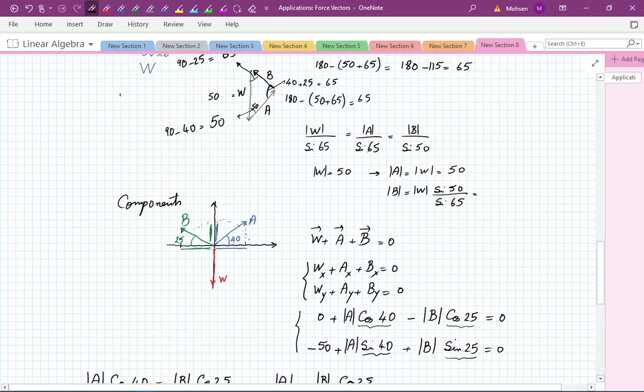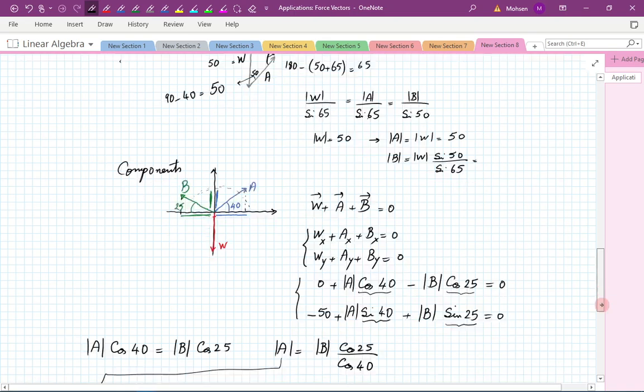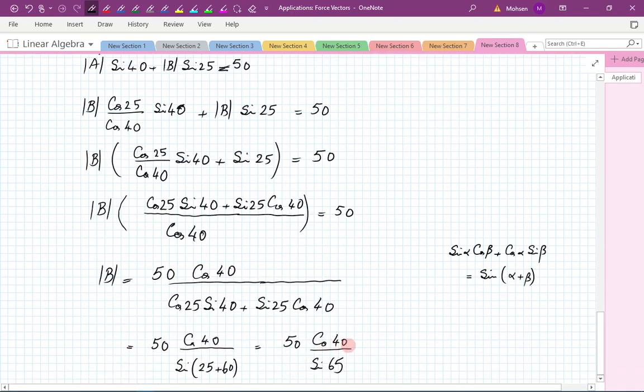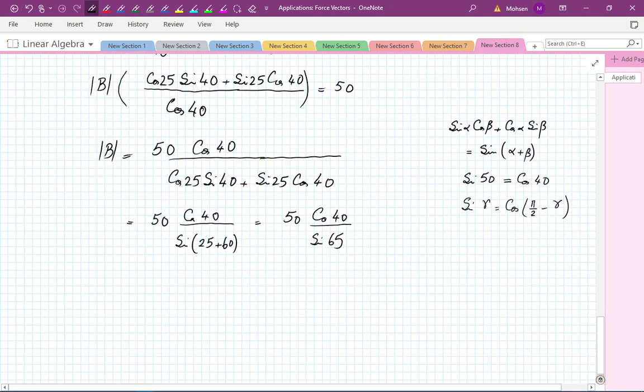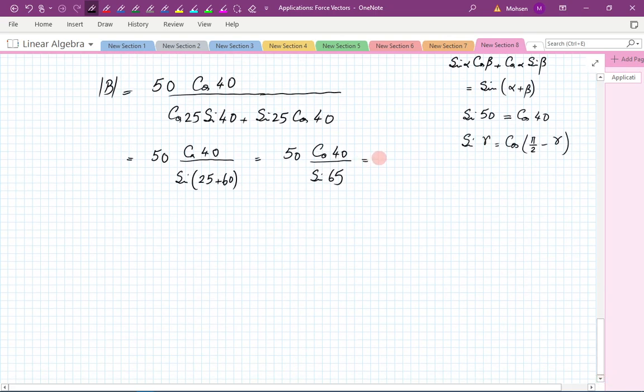You might raise a second objection. How come this is sine of 50 and then here I have cosine of 40? Let me ask you, sine of 50 we had over there, and here we have cosine of 40. What's the relationship between them? Of course they are equal to each other. If you have sine of an angle, that's equal to the cosine of the complement of that angle. Okay, another formula from trigonometry. So in fact it's perfectly okay to write it this way or write it as sine of 50 over sine of 65.